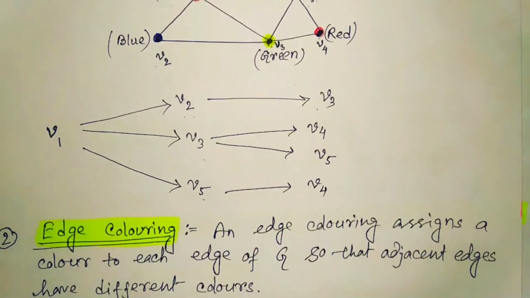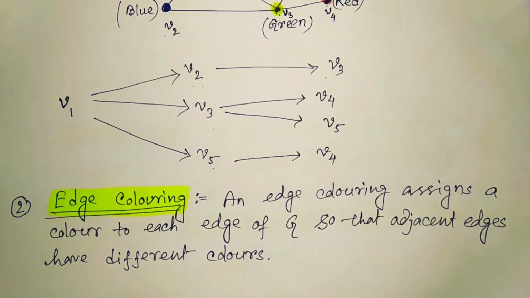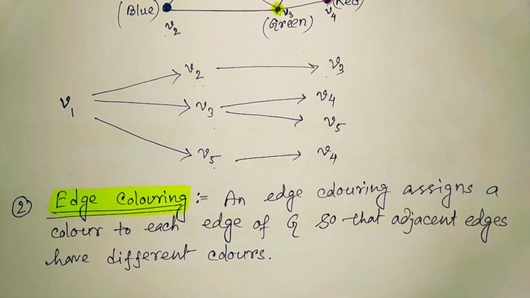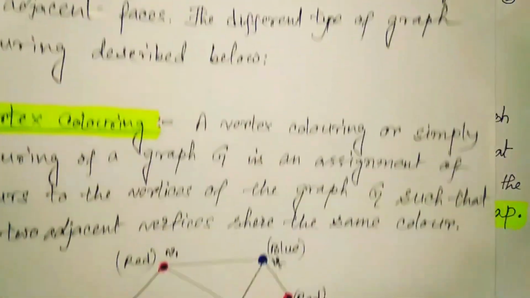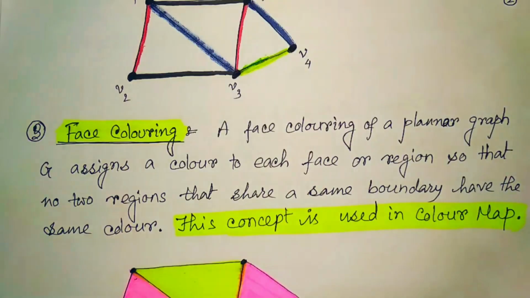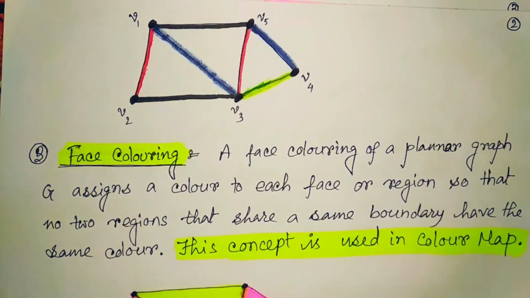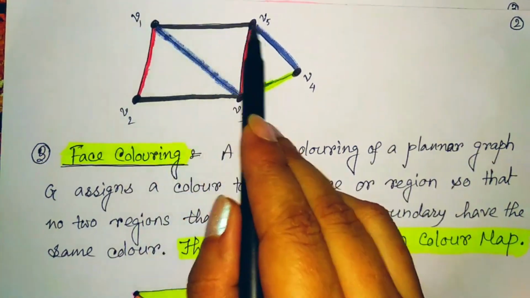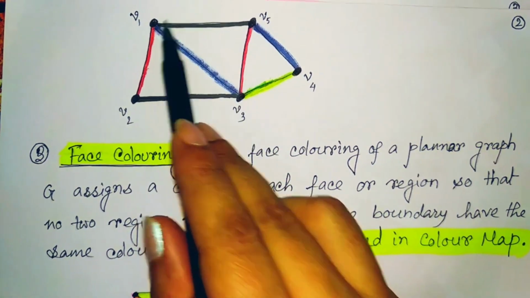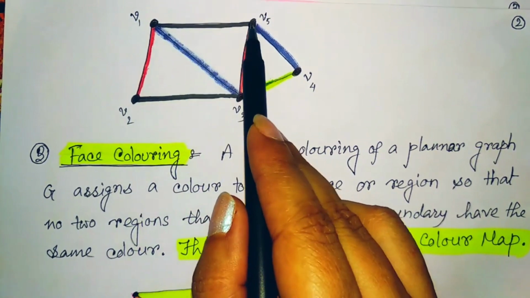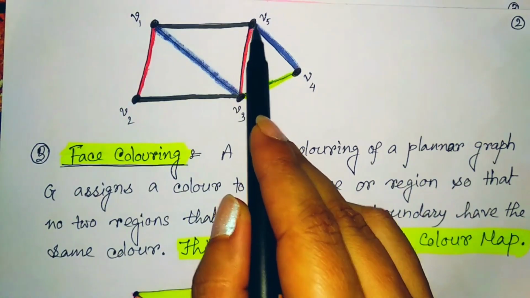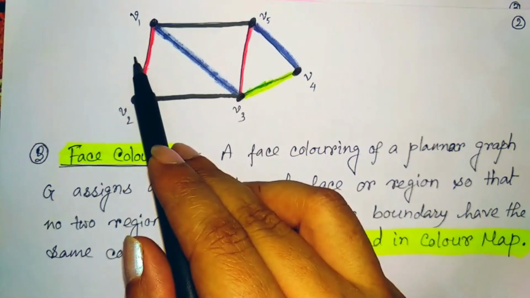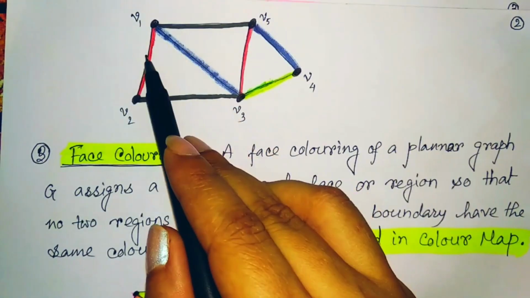In this way edge coloring also is possible. Edge coloring is assigning a color to each edge of G so that adjacent edges have different colors. So in edge coloring, adjacent edges should have different colors. For that, consider the same previous graph. Here we put a color on this edge, the black color. Its adjacent edges are the edges connecting through the same vertex. If we consider this vertex, these 3 are the adjacent edges. So we should have 3 different colors for these 3 edges.